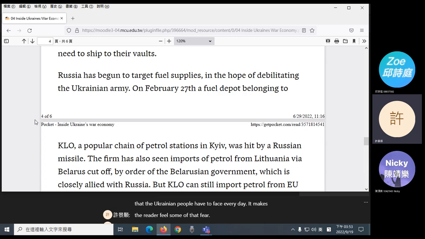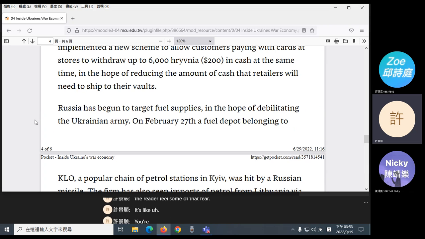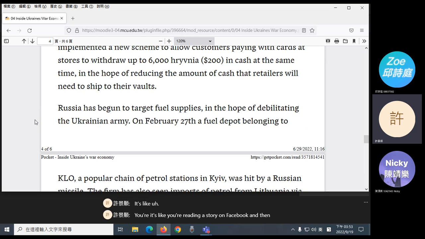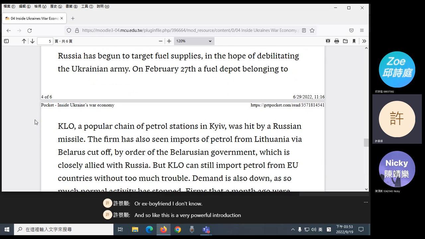It's like you're reading a story on Facebook, and then suddenly one paragraph begins with the name of your ex-girlfriend. Right? It's a big shock. Or ex-boyfriend, I don't know. And so like this is a very powerful introduction to what Russia is doing while we've been reading all of this.